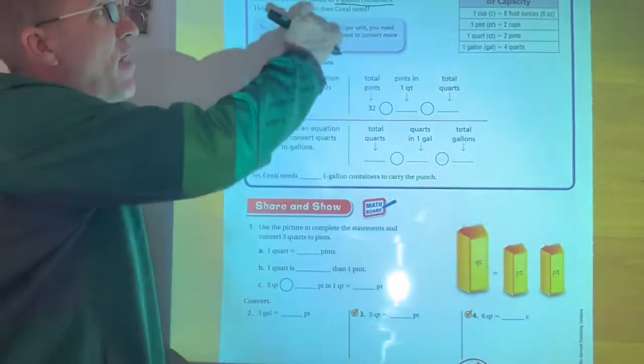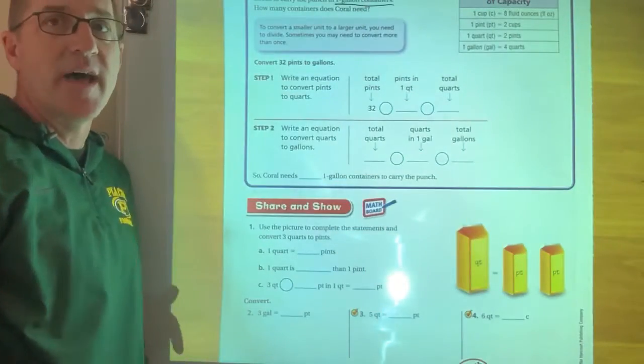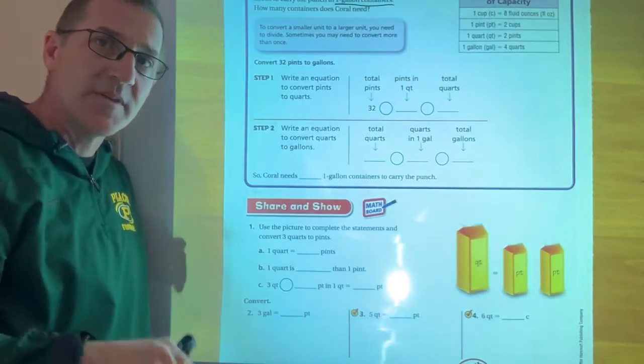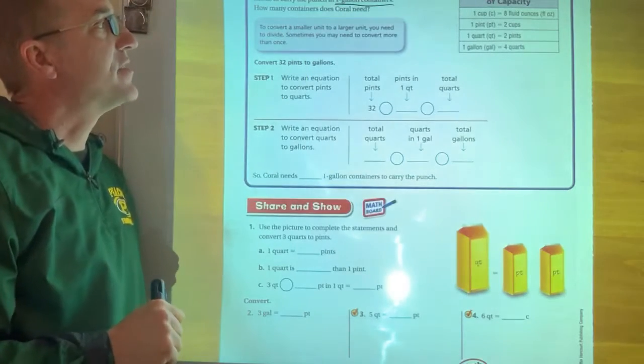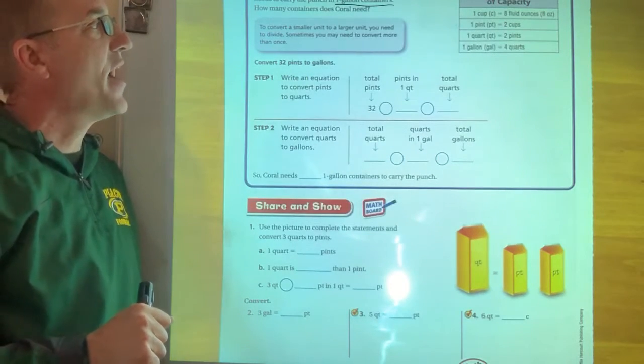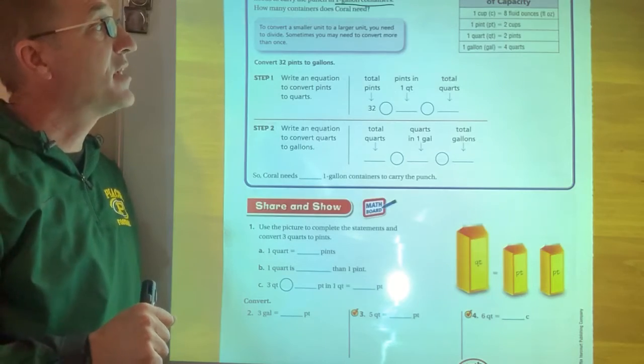So we're going to convert smaller units to larger units. When I do that, I need fewer of them, and if I need fewer of something, I need to divide. That's exactly what it says right here: to convert a smaller unit to a larger one, you need to divide. Sometimes you may need to convert more than once.